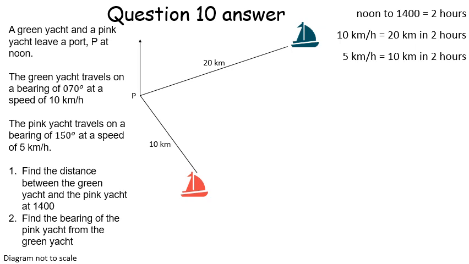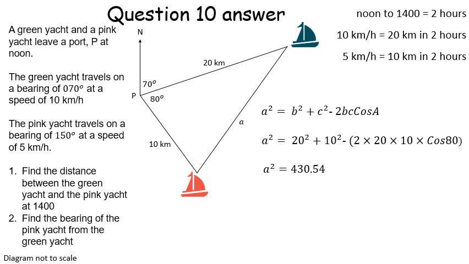We've also been told that the bearing of the green yacht is 70 degrees and the bearing of the pink yacht is 150 degrees. We already know the 70 degrees, so just need to add 80 degrees angle, making it up to 150. Now we have a nice triangle with two sides and an angle, enough to work out the distance between the two boats, so we can use the cosine rule, getting the distance as 20.75 kilometres.